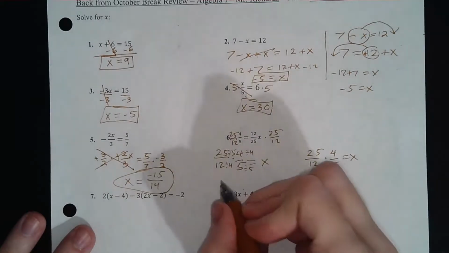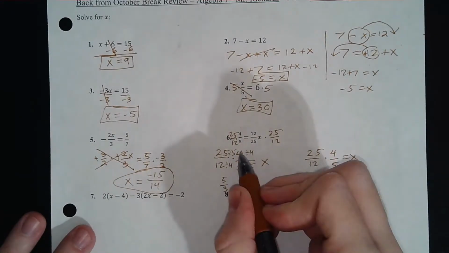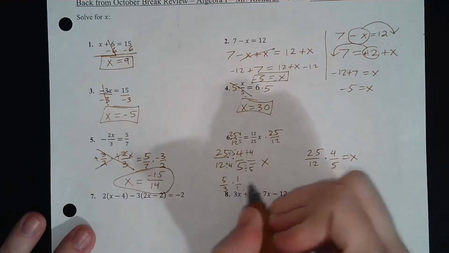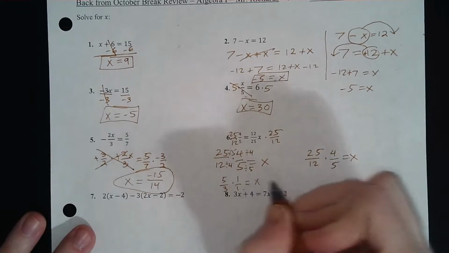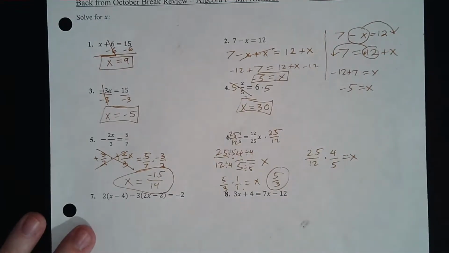25 divided by 5 is 5. 12 divided by 4 is 3. 4 divided by 4 is 1. 5 divided by 5 is 1. And therefore x is just 5 over 3, because 5 times 1 is 5 and 3 times 1 is 3.